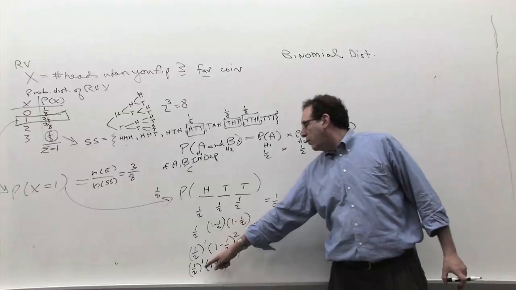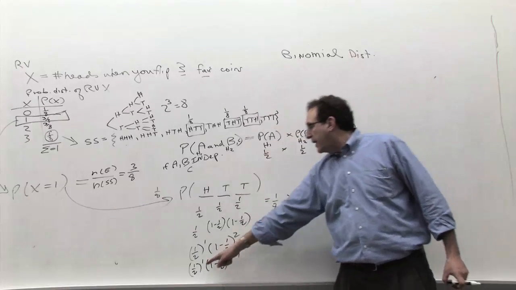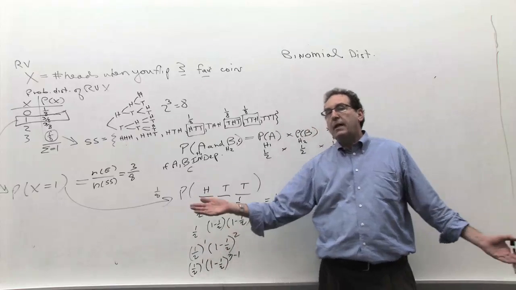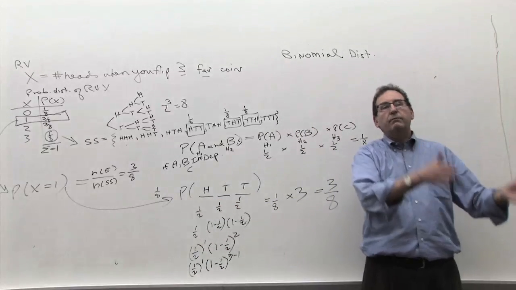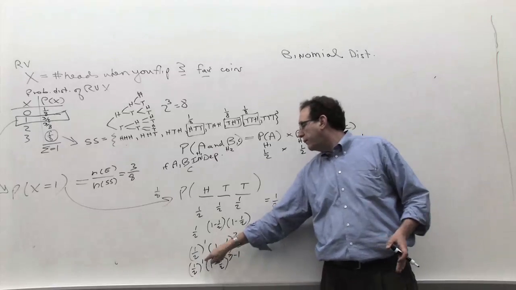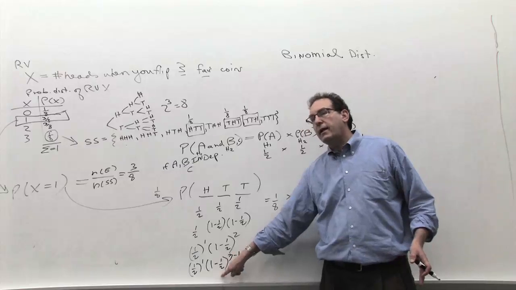If you're developing a formula for calculating the probability of 1 head and 2 tails, you got to put down the chance of a head, which is a half, raised to what power? Well, it depends how many heads you have. If you have 1 head, it'll be a half just 1 time. If you have 2 heads, it'll be a half times a half. So it'll be a half to the power of the number of heads, which in this case is just a 1. The chance of a tail is 1 minus a half.